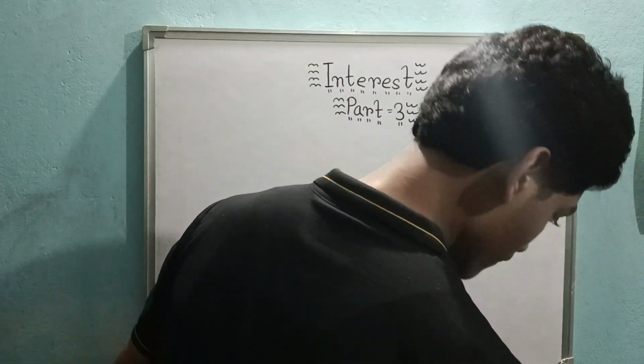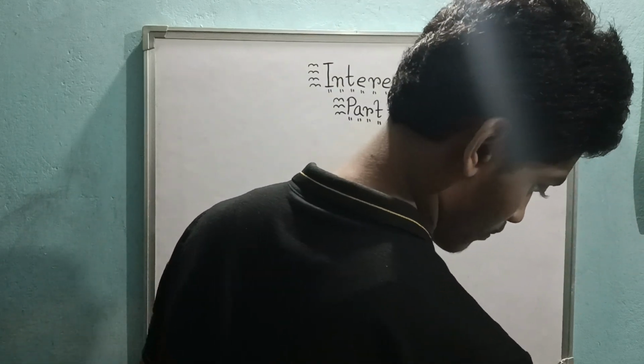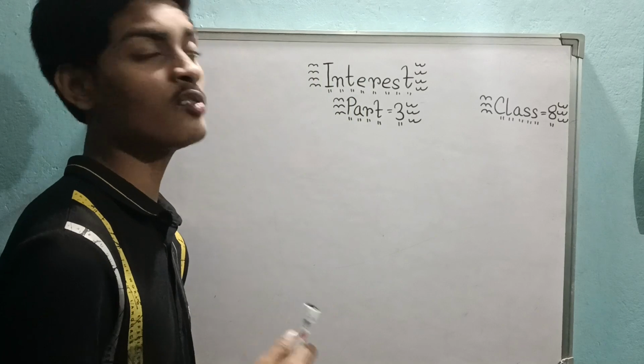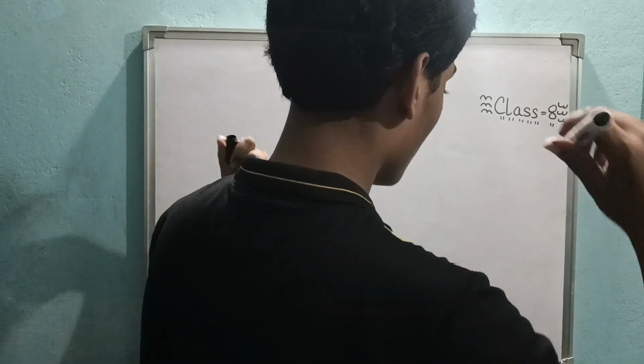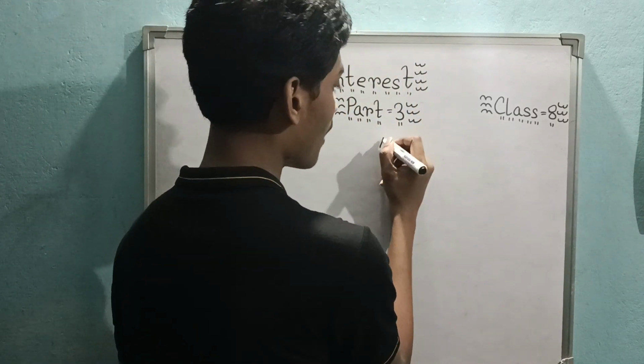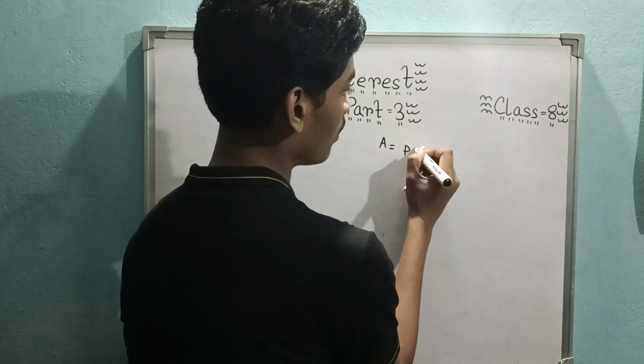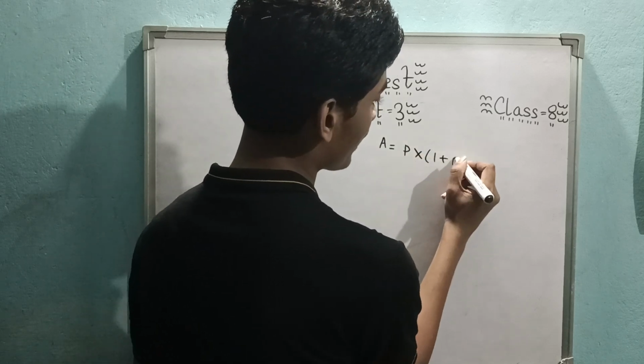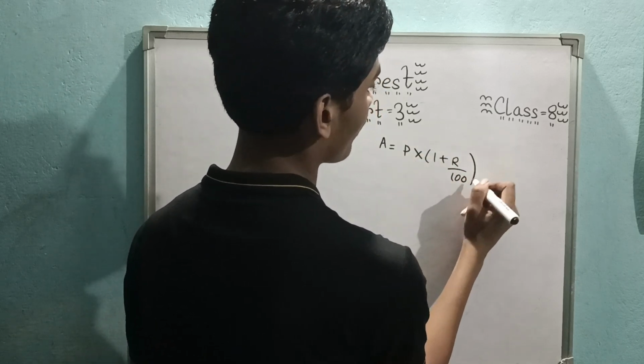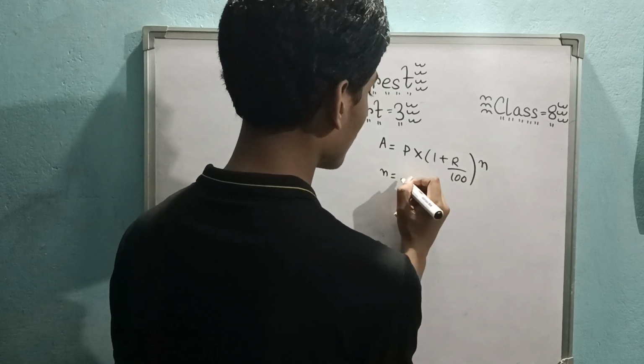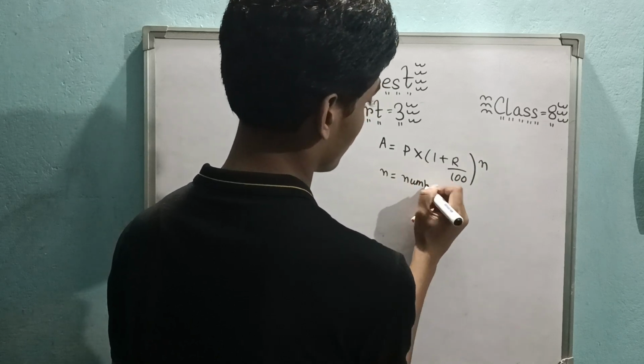So let's see, next one, which depends on the question, which formula you will use. Another formula is also there: Amount equals principal into 1 plus r by 100 to the power n, where n equals the number of years.